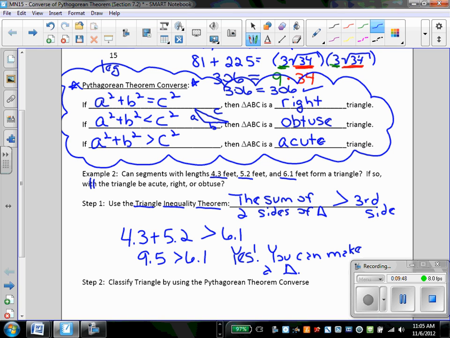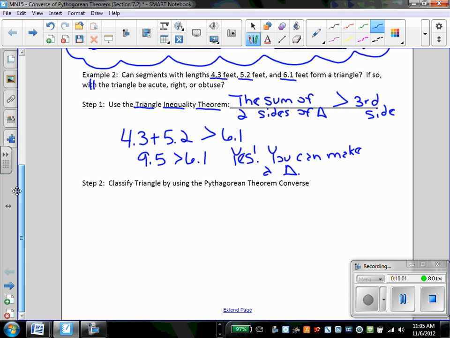So that's the first thing you need to figure out, because if you can't make a triangle, it doesn't really matter if it's right, obtuse, or acute. It can't even be that. So if for instance these dimensions you can't even make a triangle, well, you say no, I can't make a triangle, and you know what? You're done. So let's go on to the second part. Yes, we can make a triangle. So now let's classify it.